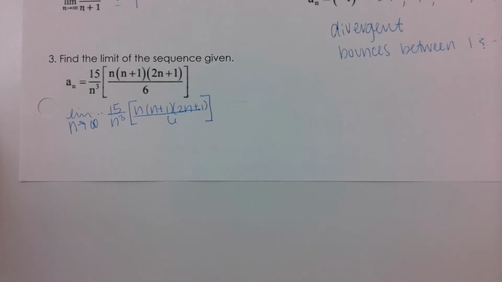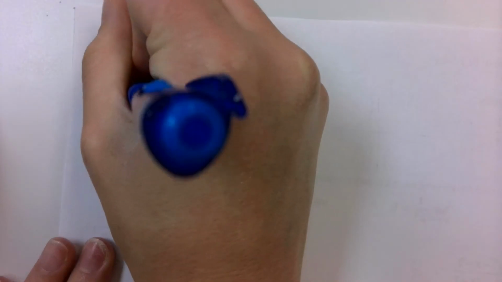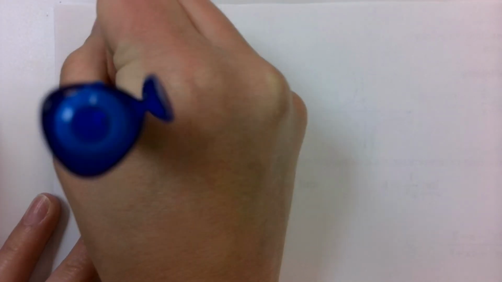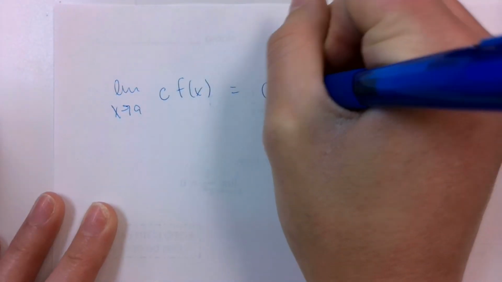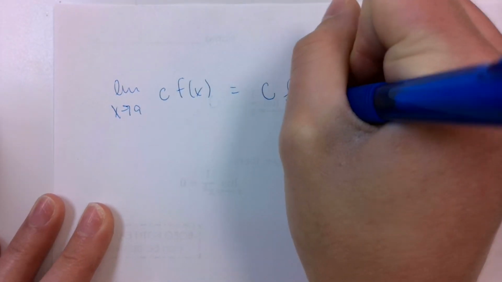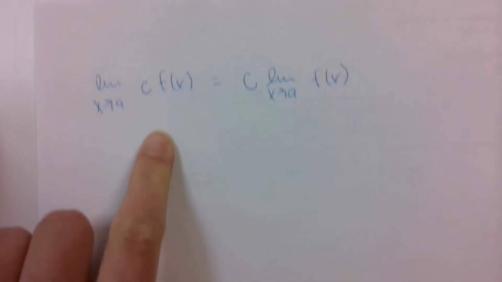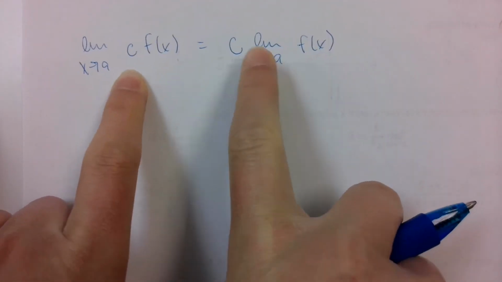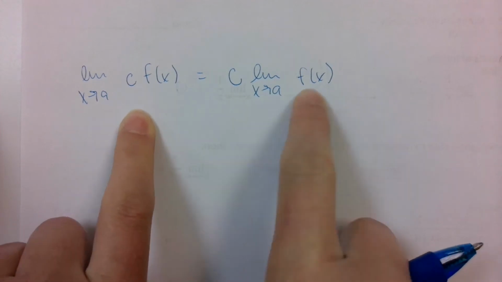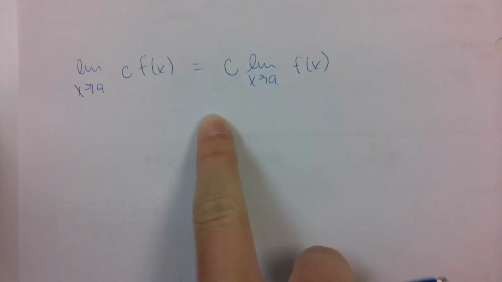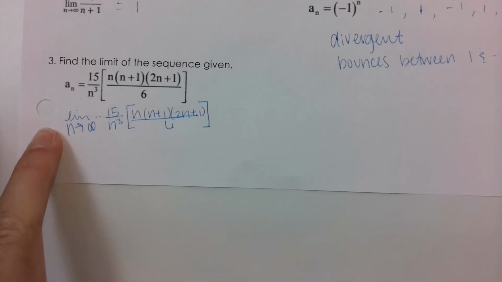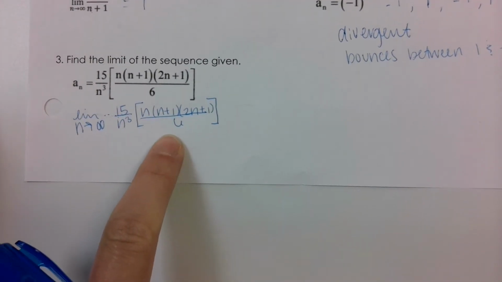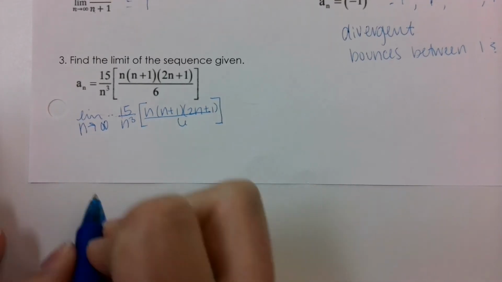But it was just like if you had the limit as x approaches a of c times f of x is c times the limit. That was one of them, where c is some constant. So if you have a constant times your function, you can just pull the constant out. So that's what we're going to do here. So we could pull out the 15, and you could also pull out the 6, right? So we're going to pull out a 15 over 6.